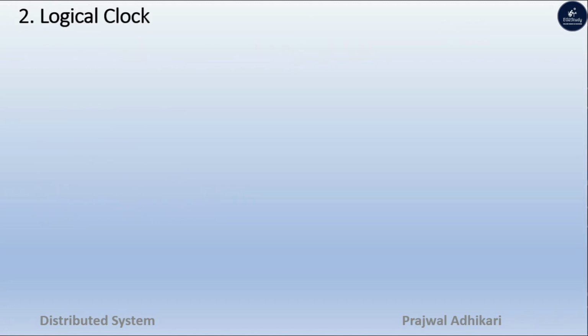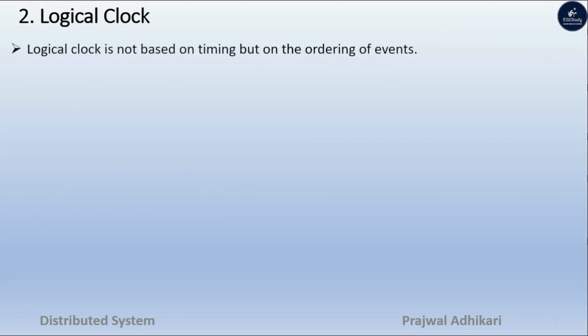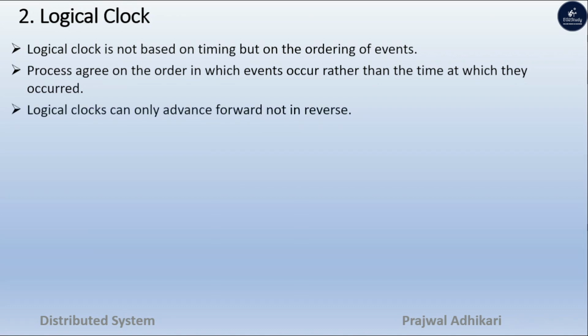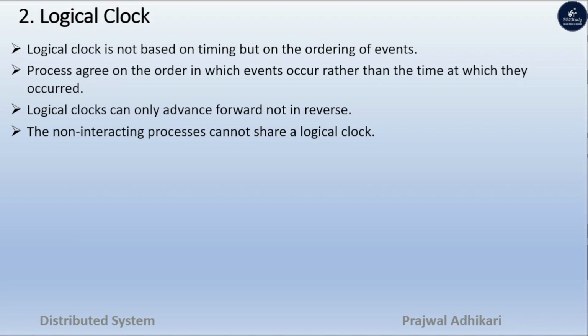What is a logical clock? A logical clock is not based on timing, but on the ordering of different events. The processes agree on the order in which events occur rather than the time at which they occur. Logical clocks can only advance forward, not backward or in reverse. Non-interacting processes cannot share a logical clock. Only the interacting processes on the systems will share logical clocks.